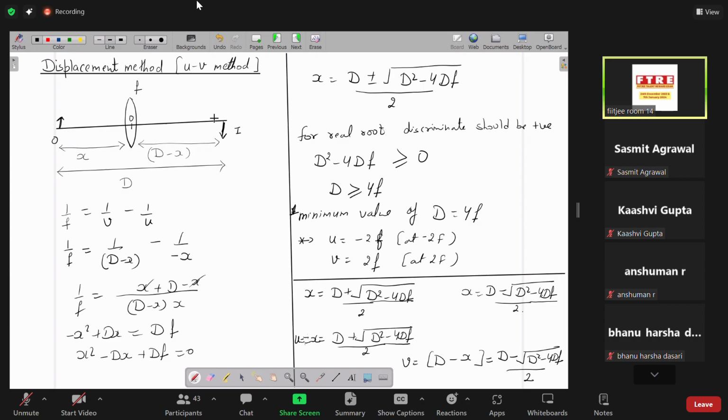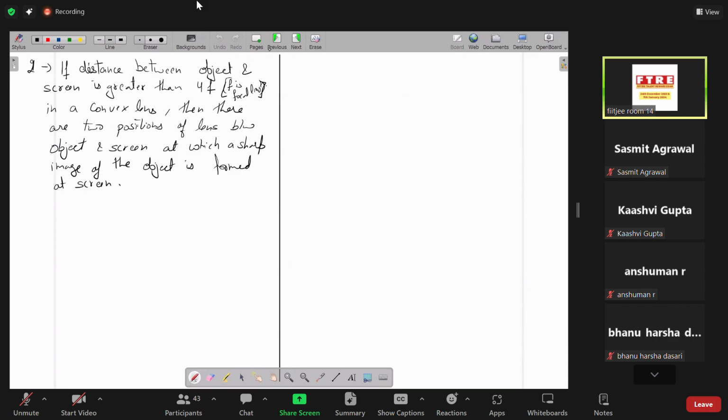So what we are discussing here, the displacement or UV method, you will get some questions where you have to directly use these results. If the results and the concept are clear to you, you'll be directly using the result to find your answers. So let's discuss further. Now, as I've told you, in this case, though we are obtaining the image on the screen, the size of the image won't be the same.